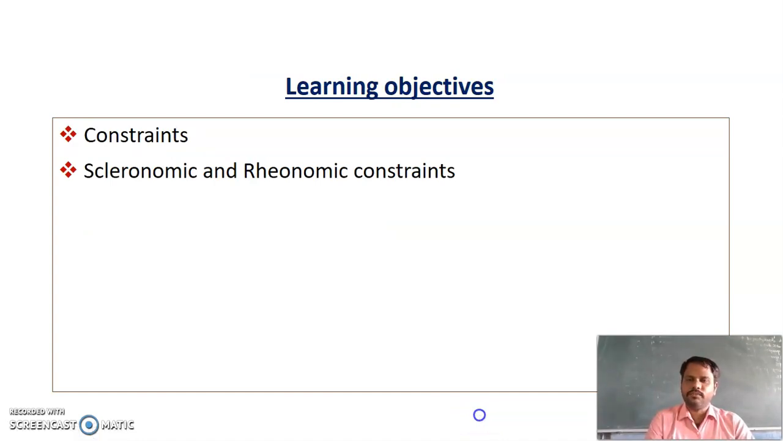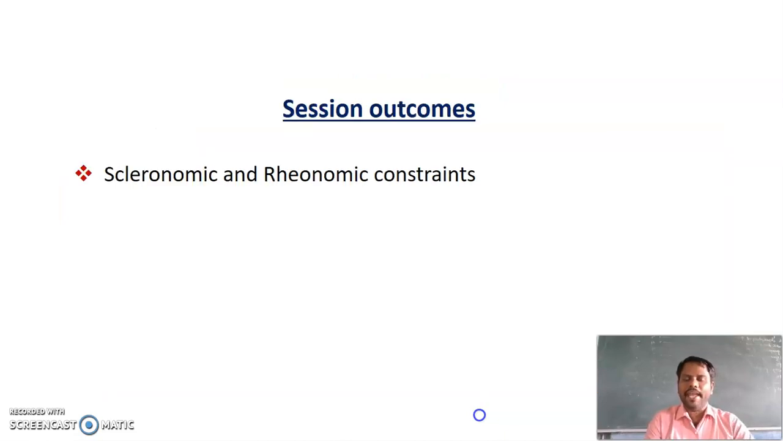In this session, we will continue with the types of constraints. The learning objective of this session is to understand what we mean by scleronomic and rheonomic types of constraints. By the end of this session, you will know what scleronomic and rheonomic constraints mean.